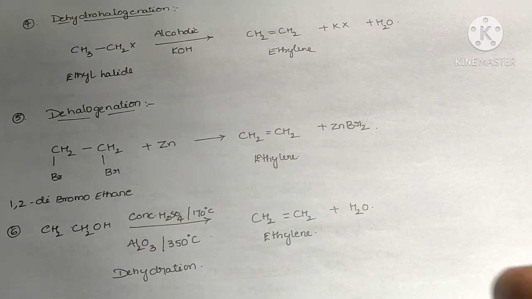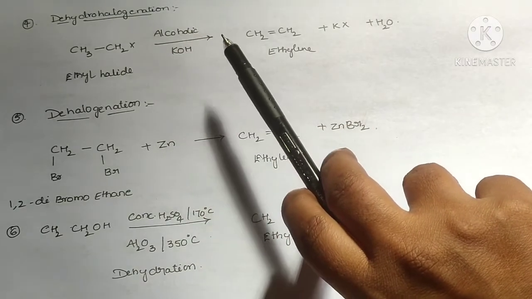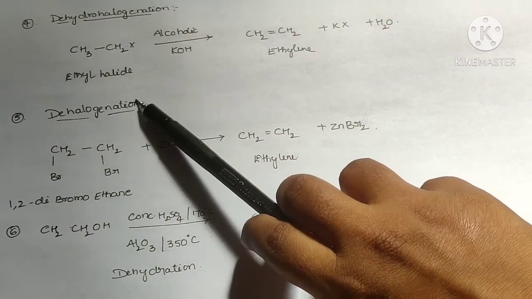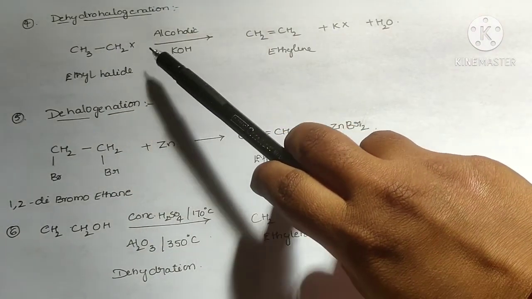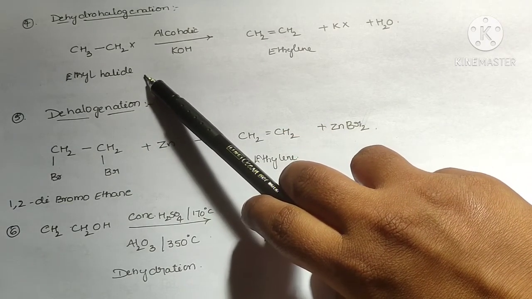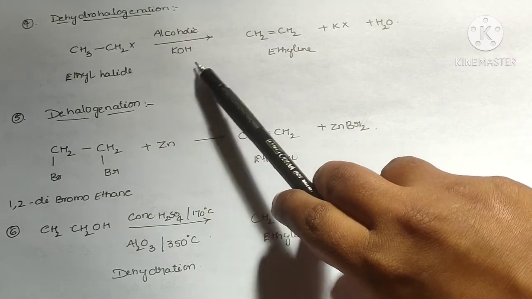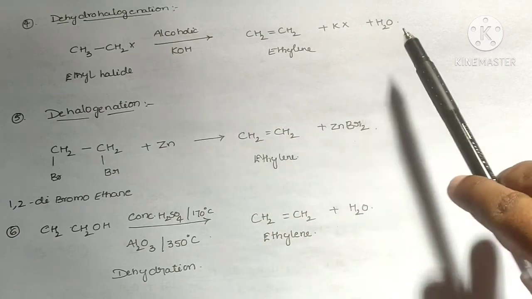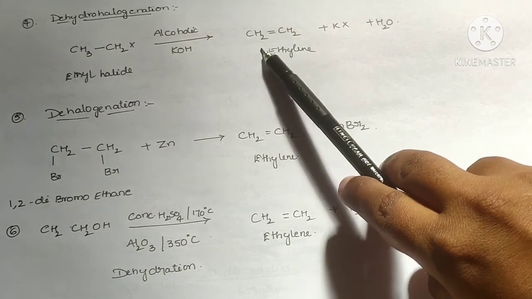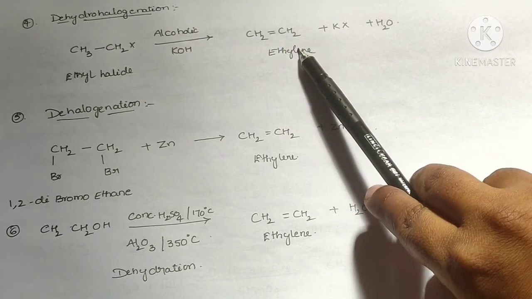And the next preparation is dehydrohalogenation. It gives ethylene. We take ethyl halide, CH3CH2X, where X is any halide. Halide means chlorine, bromine, iodine. So we take one of the ethyl halides and then add alcoholic KOH. It produces ethylene. The ethylene molecular formula is C2H4, so the structure is like this: CH2 double bond CH2. How is CH2 double bond CH2 formed?